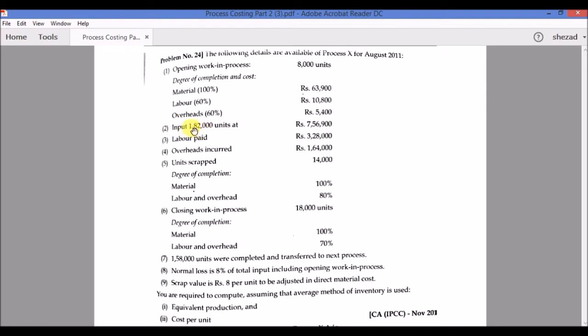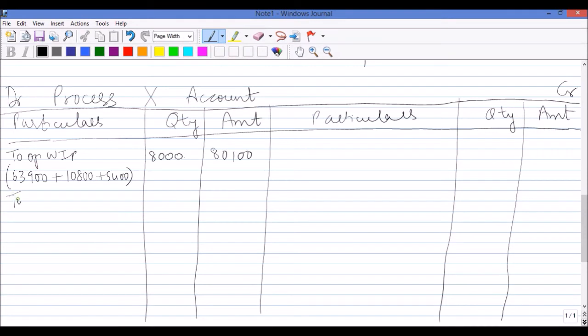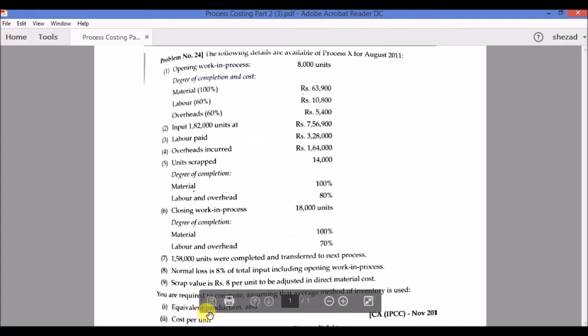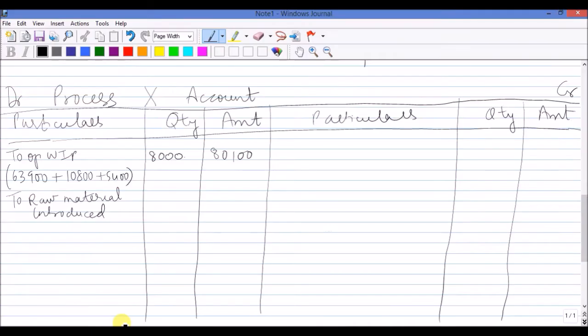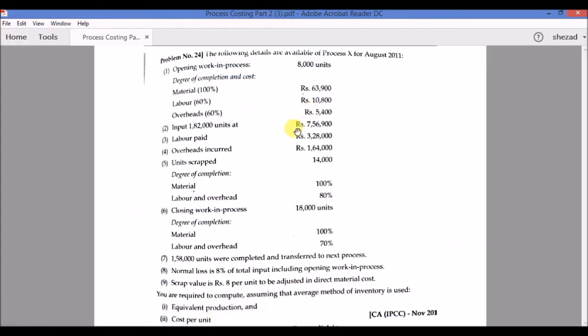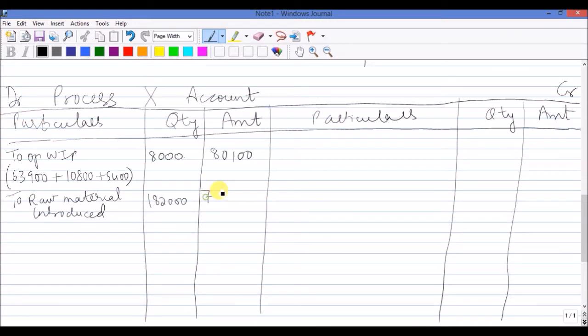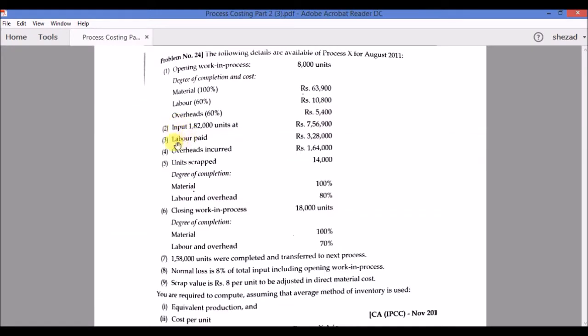Then there is an input of 1,82,000 units, and this is the cost. The input will be termed as raw material introduced. So raw material introduced is our input, 1,82,000 units, and 756,900 is the cost. Then friends, there is labor of 3,28,000.